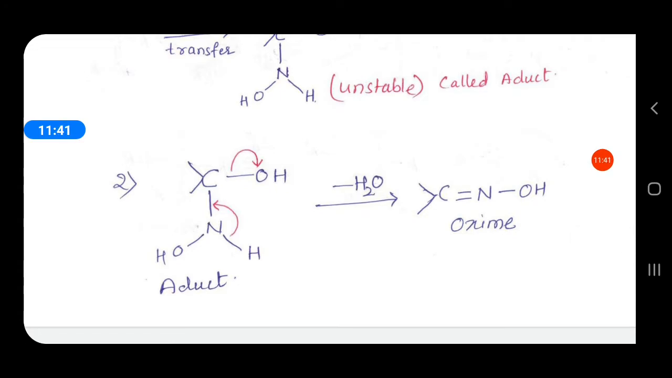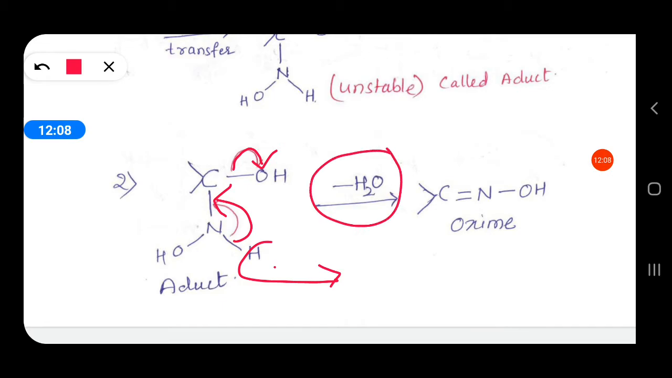The adduct loses another proton. So this NH bond's electrons are given to the carbon-nitrogen bond. The H plus is removed and it becomes a C double bond N, and this carbon-oxygen bond is also broken. The electrons are given to oxygen so that OH minus and H plus are removed totally as H2O, and it becomes oxime: C double bond N, OH. Oxime is obtained.